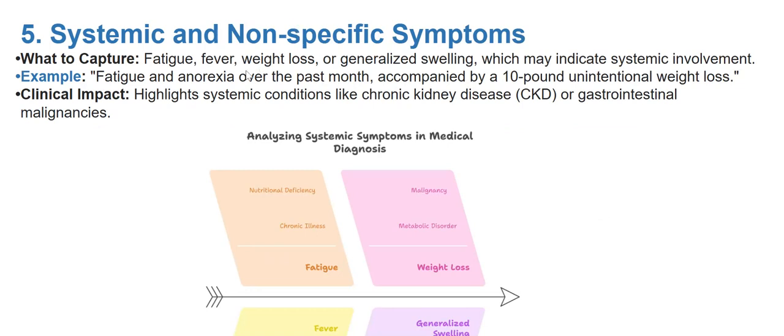Systemic and non-specific symptoms. What to capture here: fatigue, fever, weight loss, or generalized swelling, which may indicate systemic involvement. Example: fatigue and anorexia over the past month, accompanied by a 10-pound unintentional weight loss. Clinical impact highlights systemic conditions like chronic kidney disease, CKD, or gastrointestinal malignancies. Here is a diagram on analyzing systemic symptoms and medical diagnosis.